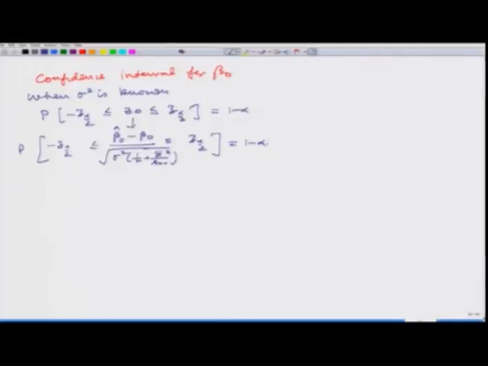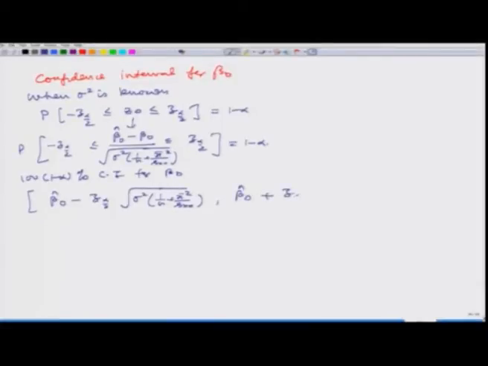And if you solve it for beta 0, then we get the 100(1 minus alpha) percent confidence interval for beta naught as beta hat naught minus Z alpha by 2 times the square root of sigma square times 1 over n plus x bar square over Sxx, to beta hat naught plus Z alpha by 2 times the square root of sigma square times 1 over n plus x bar square over Sxx.